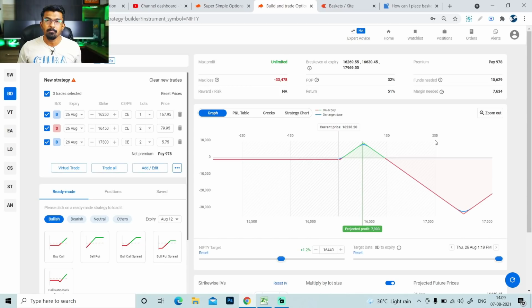So this is how we manage margin, and this is how you can reduce your margin so that you increase your profit potential and use your capital effectively. So these are the ways you can do margin management. This is a very important margin management subject.